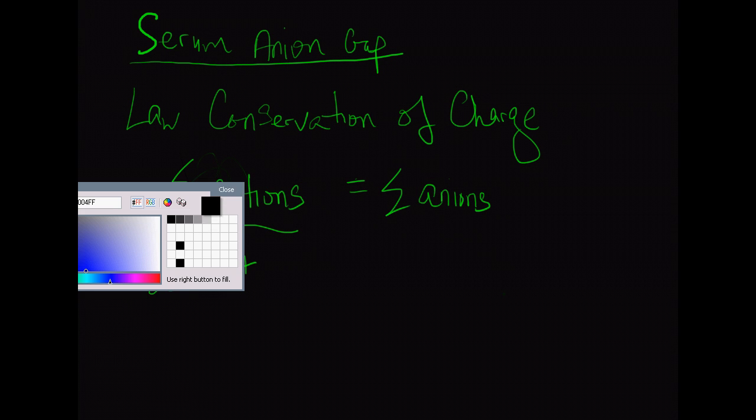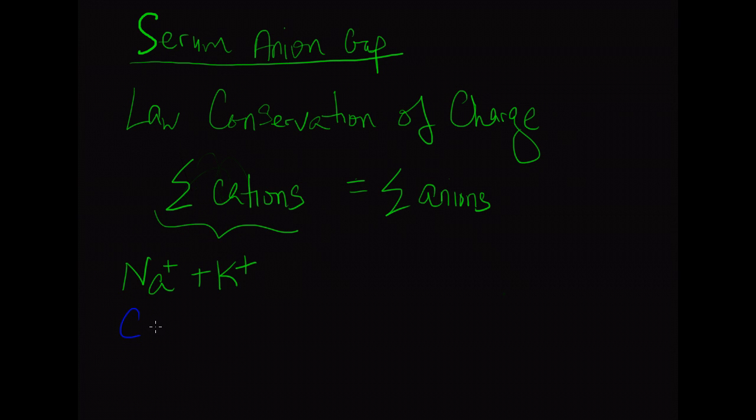Those are calcium, and we've also got magnesium. Now these are easily measurable in today's day and age, but they weren't measurable back in the day when the serum anion gap was being developed, and so we don't commonly include them in our anion gap calculation. So we lump these together and call them unmeasured cations, which I'm going to describe as UC.